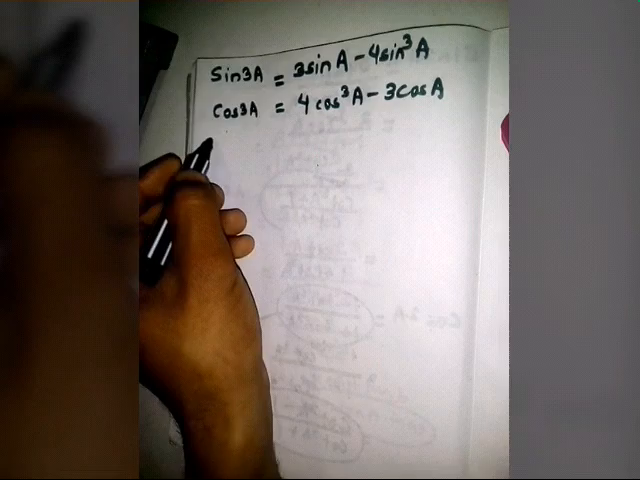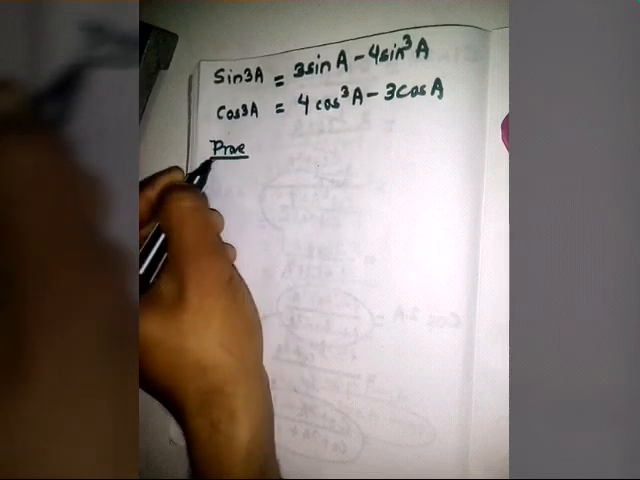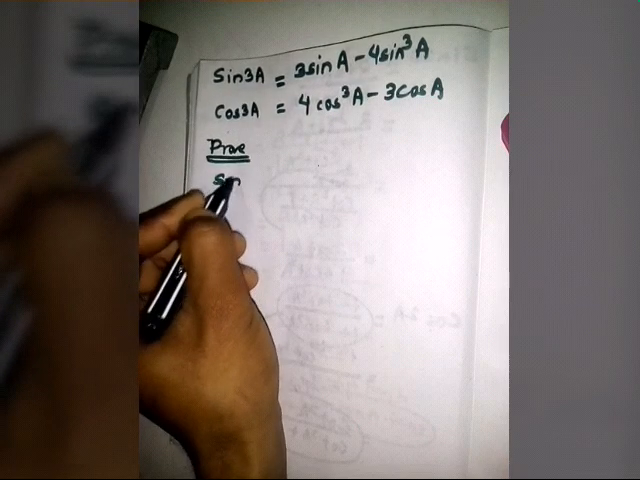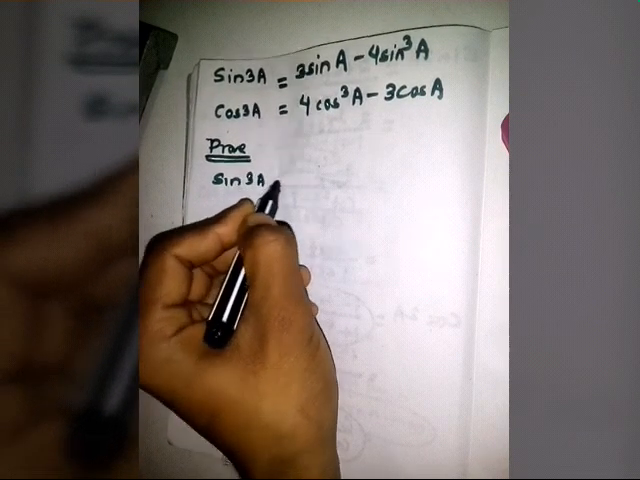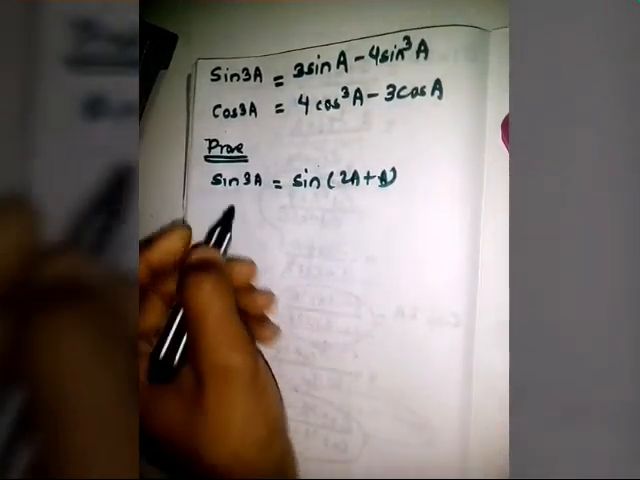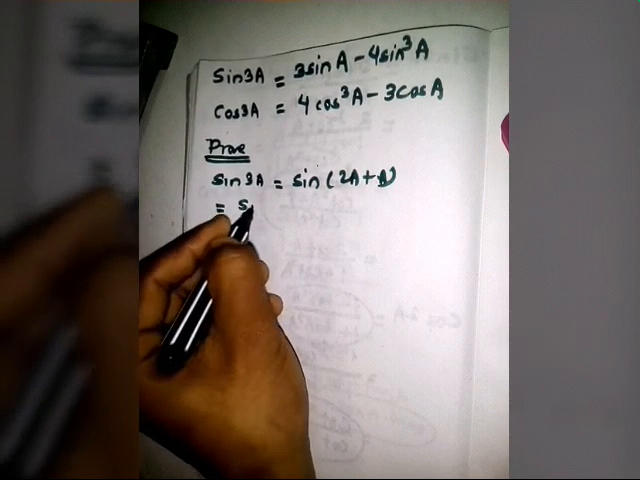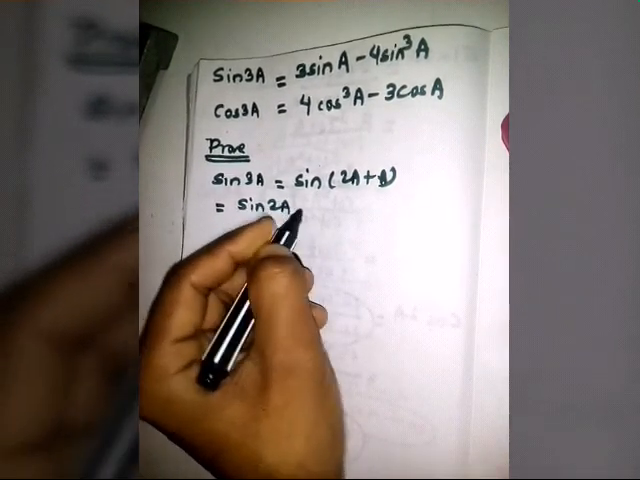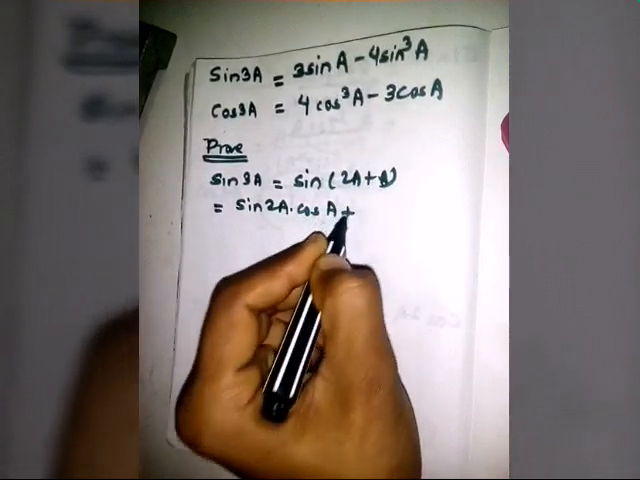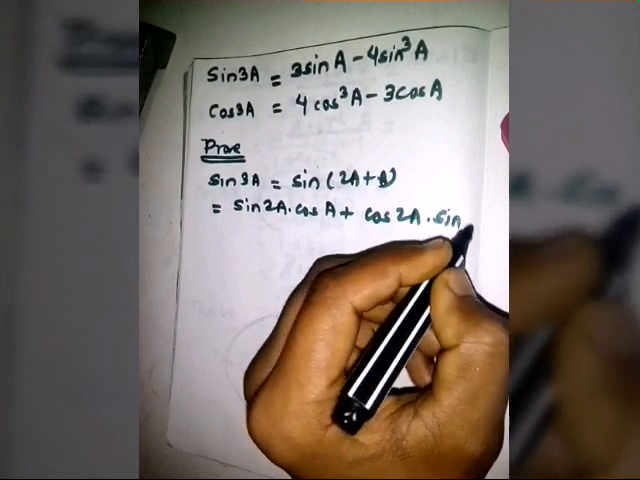Now let me try to derive the formula of sine 3a. So let me prove that. I will start with the idea of compound angles again. Now we have sine 3a, which can be written as sine of 2a plus a. Now I can use the formula of sine a plus b, that is sine a into cos b plus cos a into sine b, so here it is sine 2a into cos a plus cos 2a into sine a.